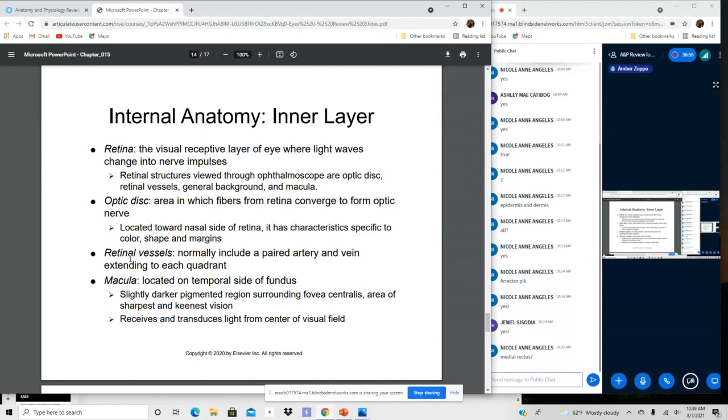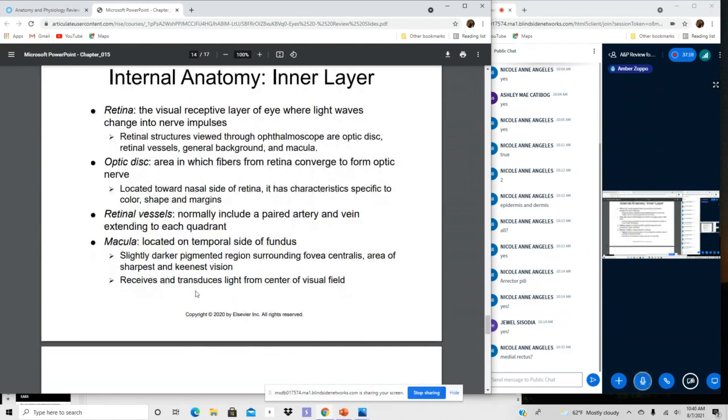The retinal vessels normally include a paired artery and vein extending to each quadrant. The macula is located on the temporal side of the fundus in a slightly darker pigmented region surrounding the fovea centralis, which is an area of the sharpest and keenest vision. It receives and transduces light from the center of the visual field.